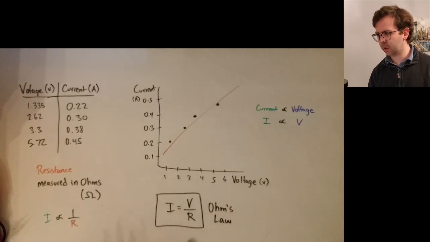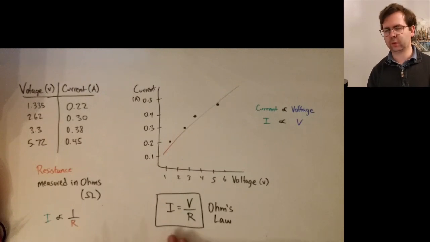And it's a very simple law that tells us exactly what the relationship is between how much current you get and how much voltage you have across the circuit, and also how much resistance is present in the circuit.